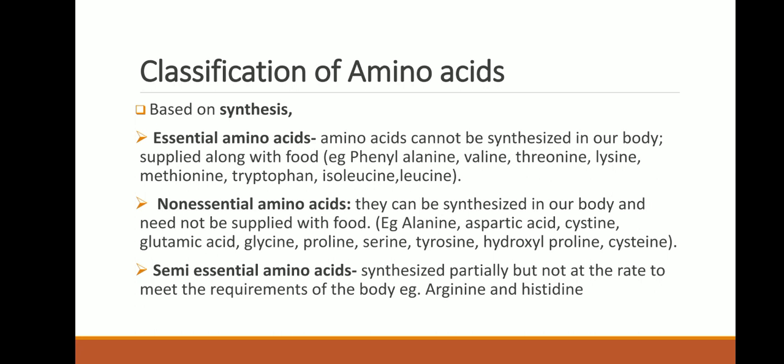Because some amount is synthesized in our body, but this is not enough to meet the requirements of the body. So we have to supply this through our diet also. Okay. So these are semi-essential amino acids. So based on the synthesis, we are dividing into 3: essential amino acids, non-essential amino acids and semi-essential amino acids.